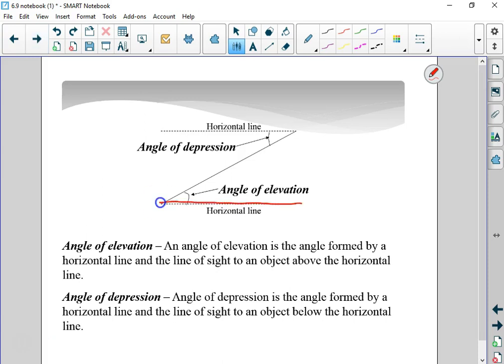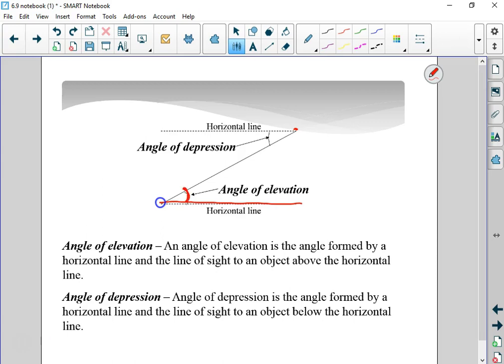Many times in most of these word problems, it's going to be the ground, but it could be your eye line. If you're looking up at something and you do a horizontal line from like your head, that would be the horizontal line. And it's to the object you're looking at. So whatever you're looking at up here, there's a birdie flying in the air and you're looking at it. That's the angle of elevation right here.